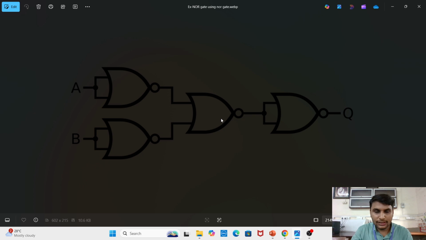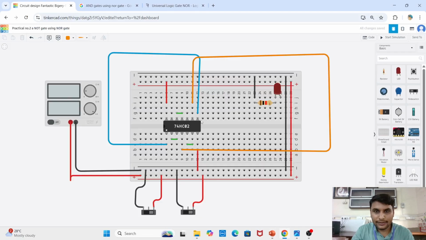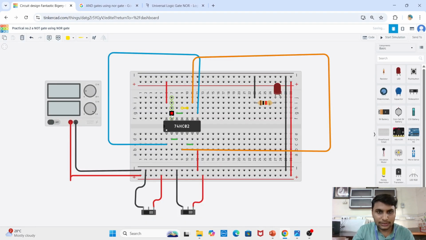Okay, see the connection. The output of the third gate will go to the input of the fourth gate. So from pin number 10, that is 8, 9, 10, it will go to 11 or 12. So connect it to 11 or 12 and change the colors. And the output of the fourth gate is at pin number 13, so from pin number 13, it will go to the anode terminal of the LED. So that is your pin number 13.